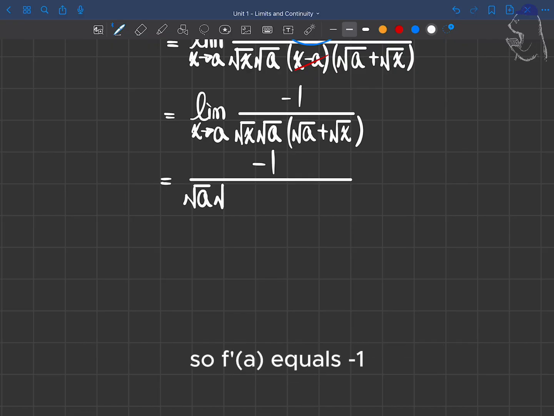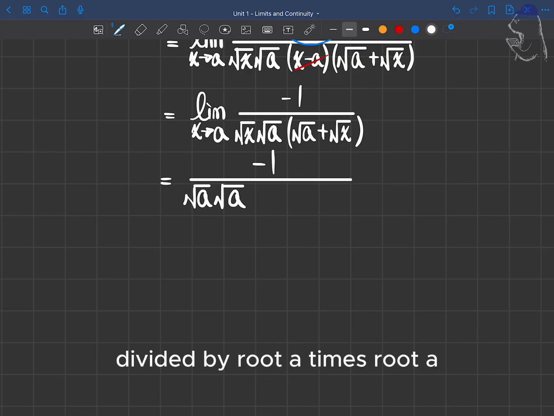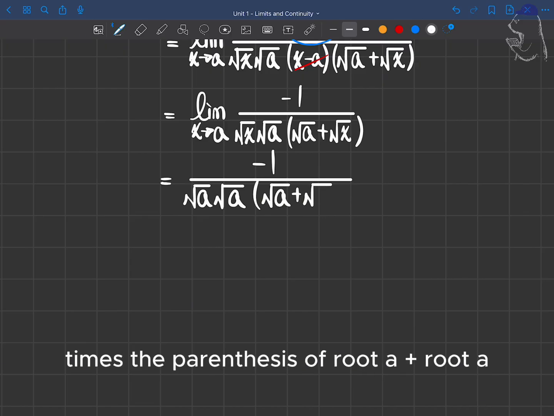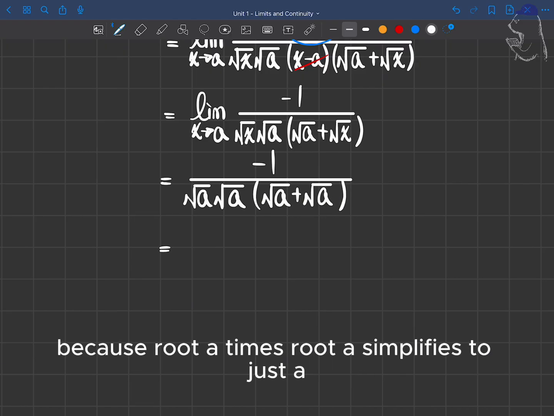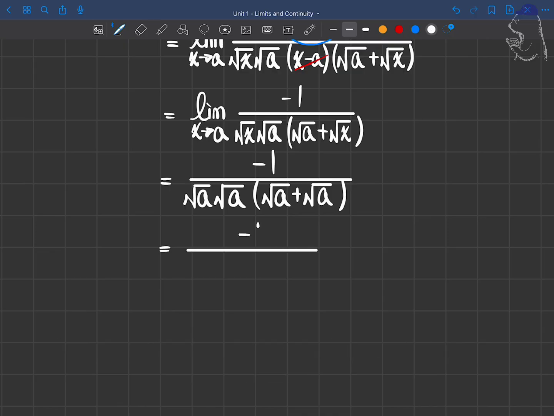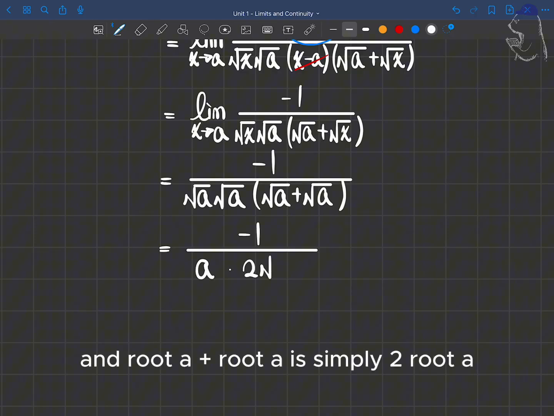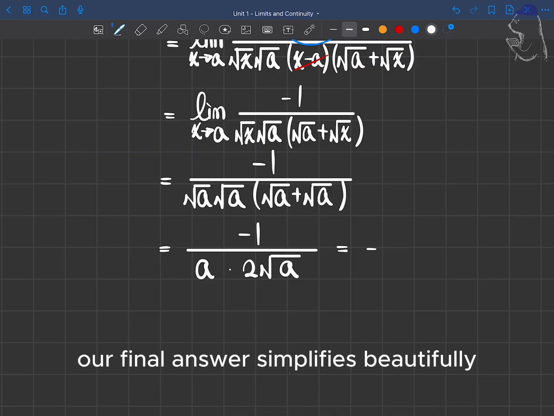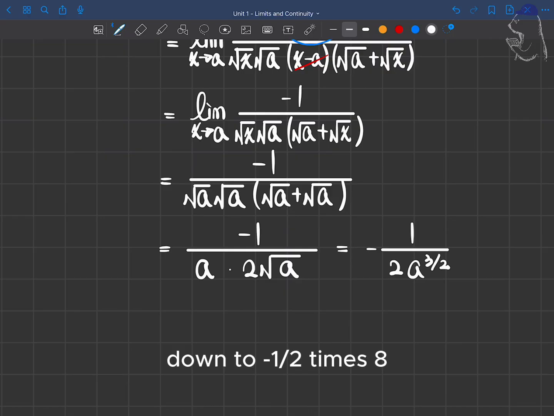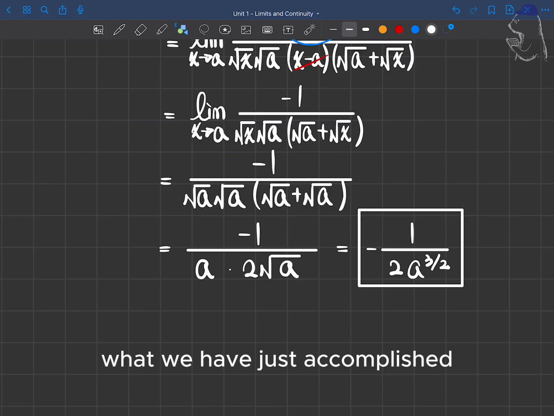So f prime of a equals negative 1 divided by root a times the parenthesis of root a plus root a. Because root a times root a simplifies to just a, and root a plus root a is simply 2 root a, our final answer simplifies beautifully down to negative 1 over 2 times a to the power of 3 over 2. What we have just accomplished is the bedrock of all calculus.